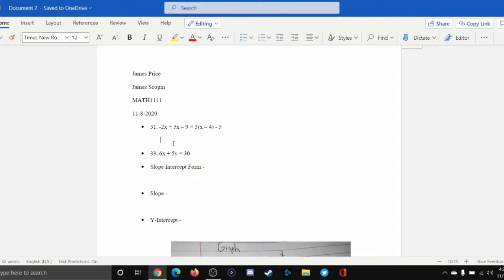The first step is to combine the x's. Negative 2x plus 5x would be 3x, minus 9, equals. Then we go over to the right side and multiply the 3 by the x minus 4. So that's going to be 3x minus 12 minus 5.